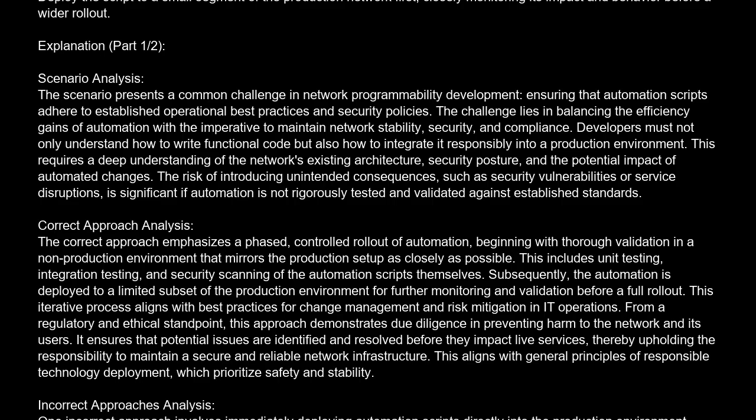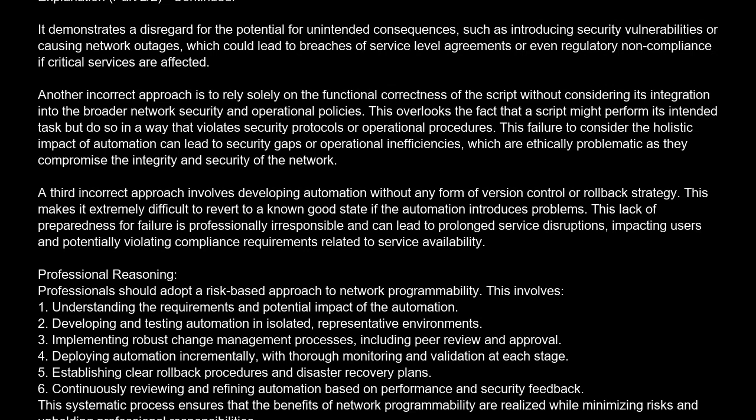Incorrect approaches analysis. One incorrect approach involves immediately deploying automation scripts directly into the production environment without prior validation. This is a significant regulatory and ethical failure because it bypasses essential risk assessment and mitigation steps. It demonstrates a disregard for the potential for unintended consequences, such as introducing security vulnerabilities or causing network outages, which could lead to breaches of service-level agreements or even regulatory noncompliance if critical services are affected.